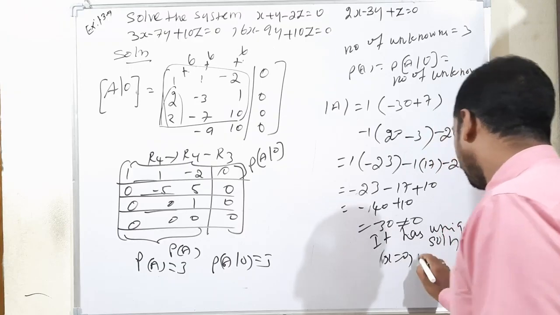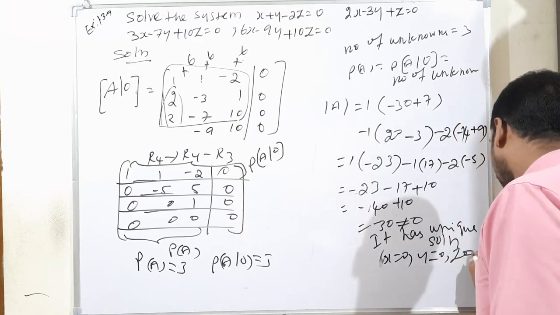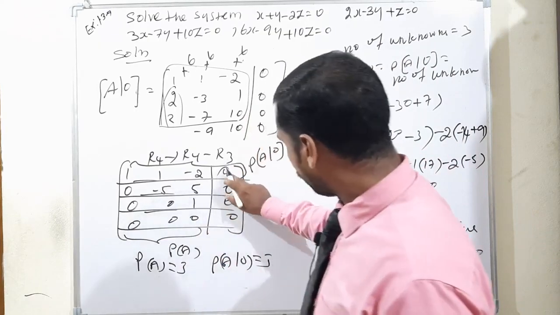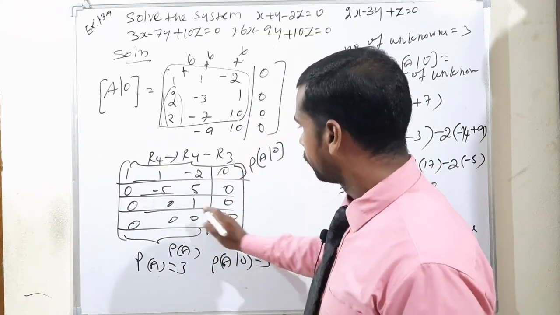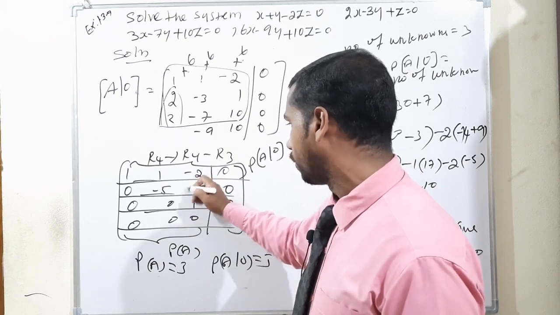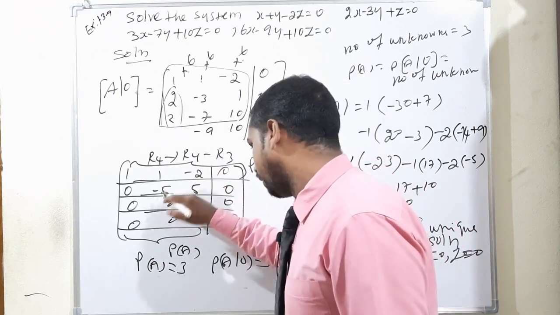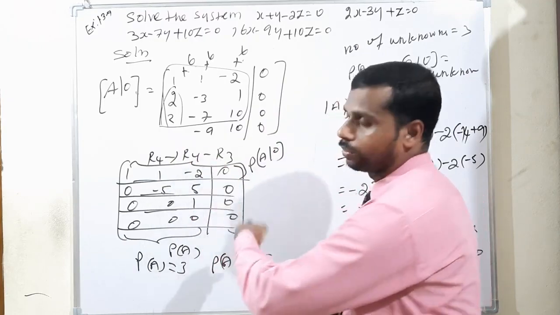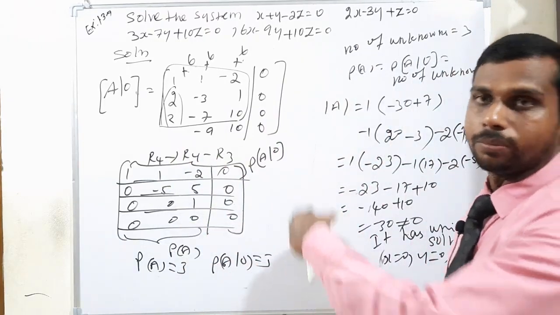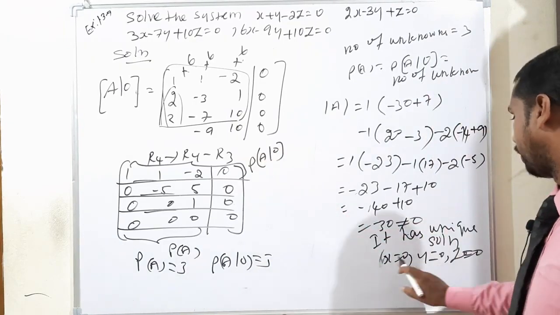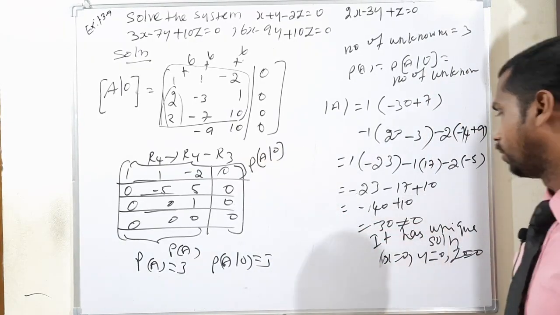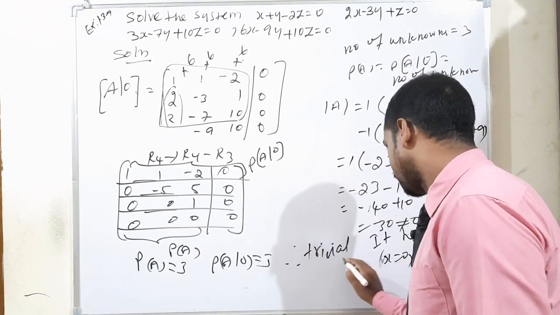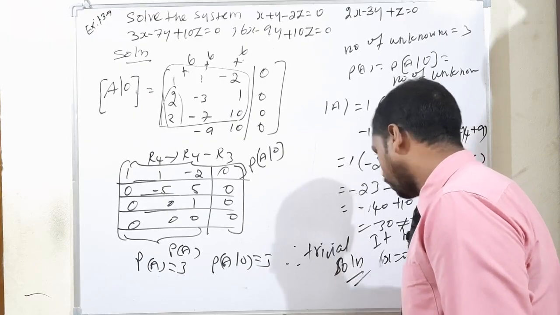X is equal to 0, Y also 0, then Z also 0. How? Already I told you the last condition, each and every term, the O term, is always 0. So if we consider Z is equal to 0 and use the method of back substitution, definitely the second row is also completely 0. So Y also 0, and if you apply the first row, again with Y and Z being 0, X also will be 0. That's why I have written X is equal to 0, Y is equal to 0, Z is equal to 0. Therefore it is a trivial solution.